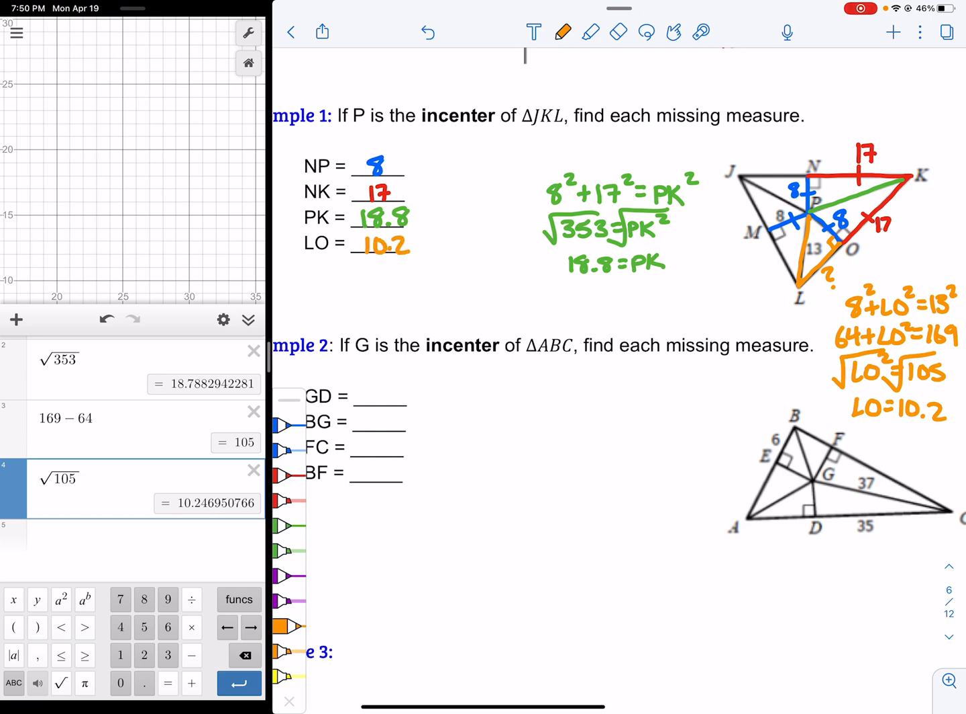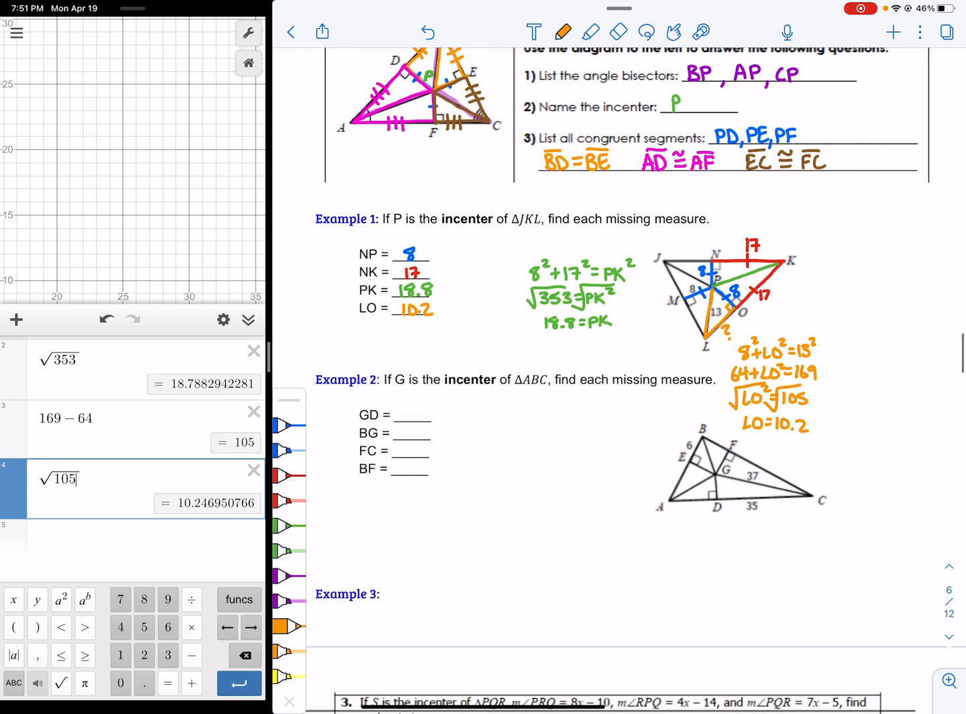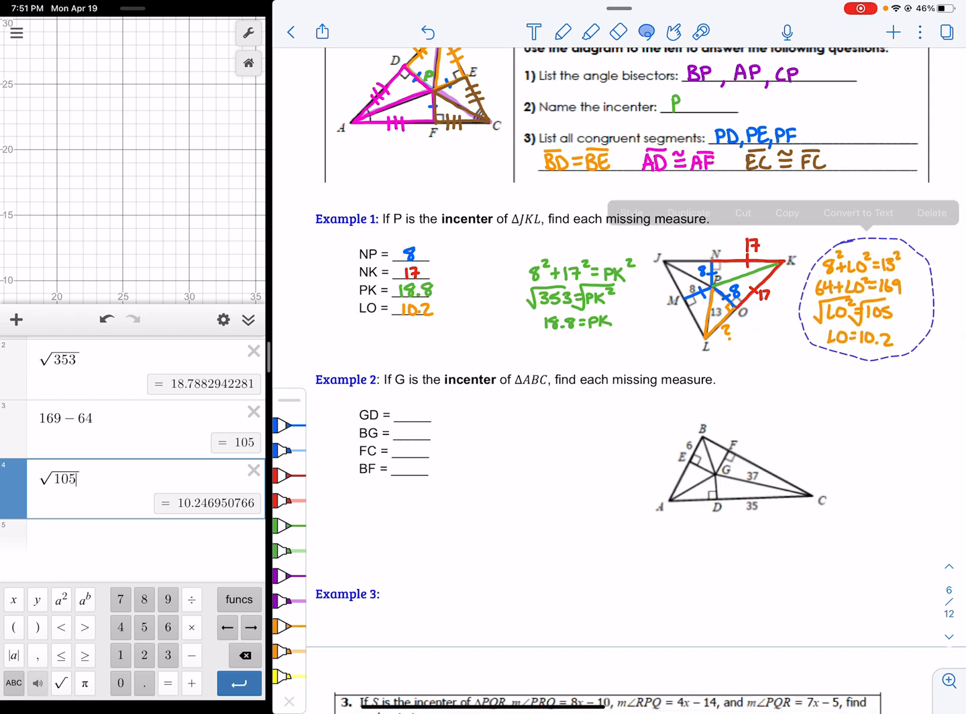All right, so using the rules for incenter and a little bit of Pythagorean theorem, we figure out all the missing pieces for example 1. I'm just going to move this back up here where we have room for example 2.